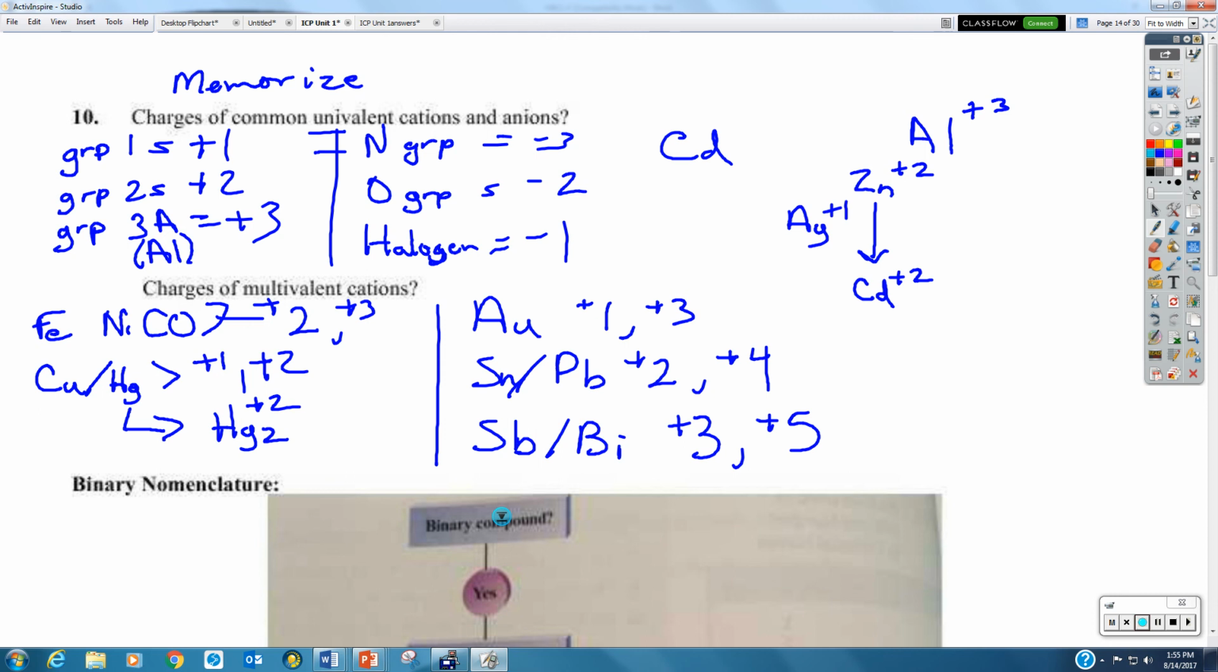Yes, sir. That should be a +2, +3. That first thing was supposed to be an arrow.